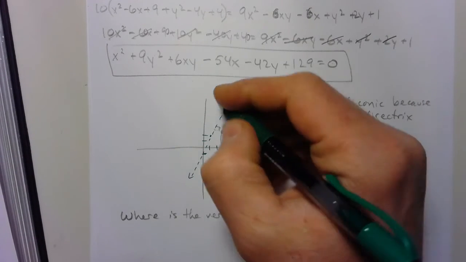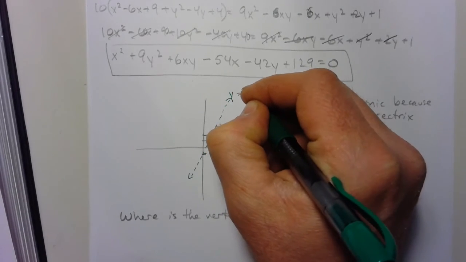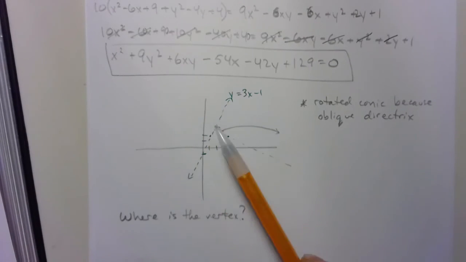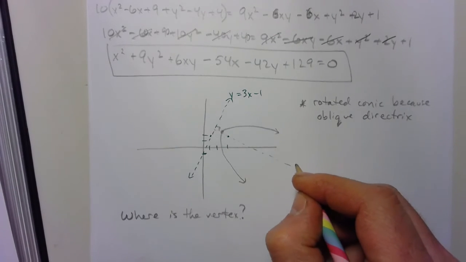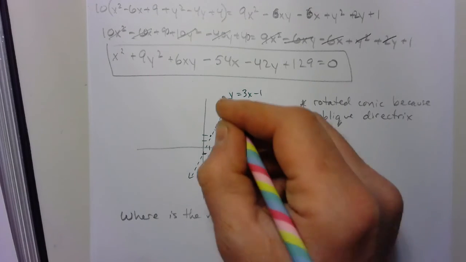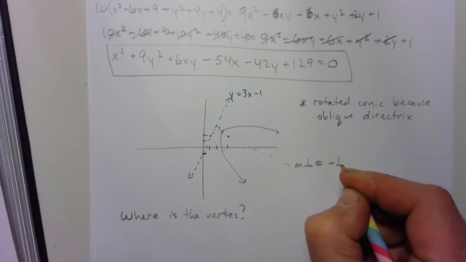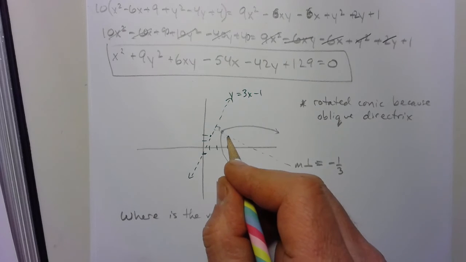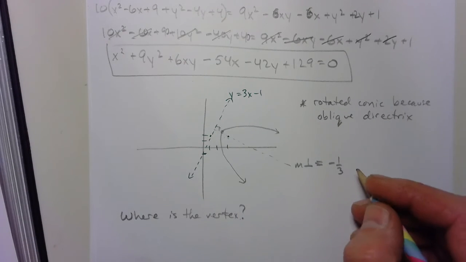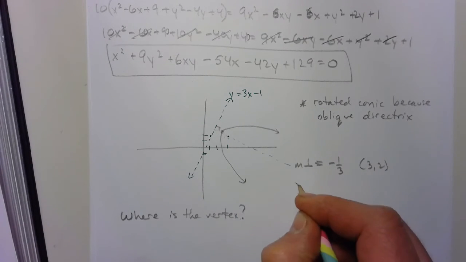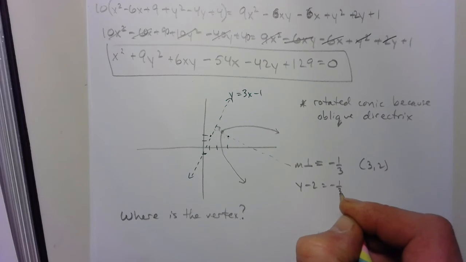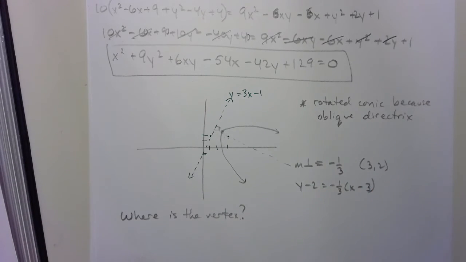We know that the equation of this line right here is y = 3x - 1. We can find the equation of this line. We know that its slope is perpendicular to that slope, so it's going to be -1/3. And we know that (3, 2) is a point on it. So we have that equation for ourselves.